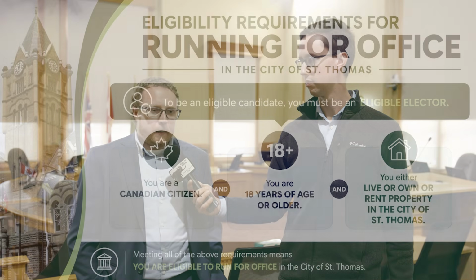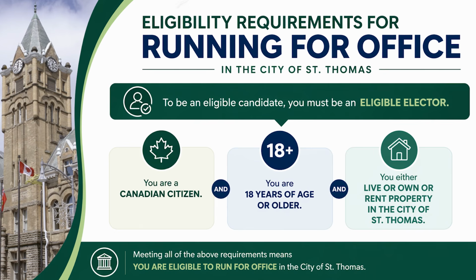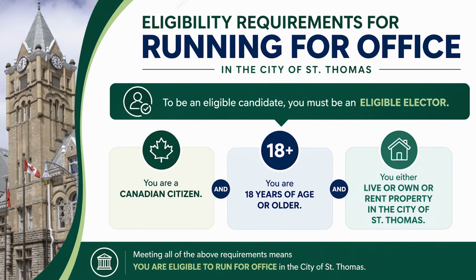Now, suppose that I did want to run for council. What would make me eligible or ineligible to run for council or for mayor? For sure. To be an eligible candidate, you have to be an eligible elector, which means you're a Canadian citizen, you're 18 years of age or older, and you either live or own or rent property in the city. So this means that you live here on a regular basis, or you own property in your own name. But you can be a tenant. You could live in a larger building as long as you have some kind of ID to show that you're a resident of the city.